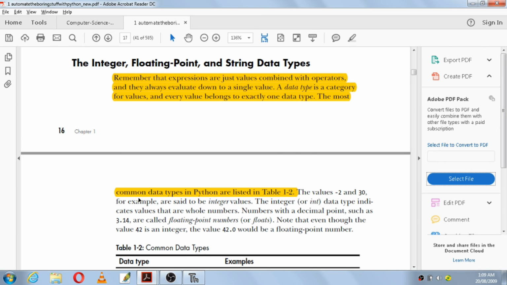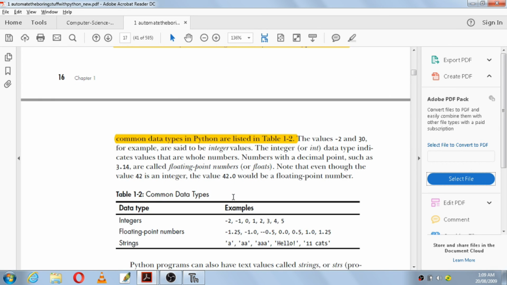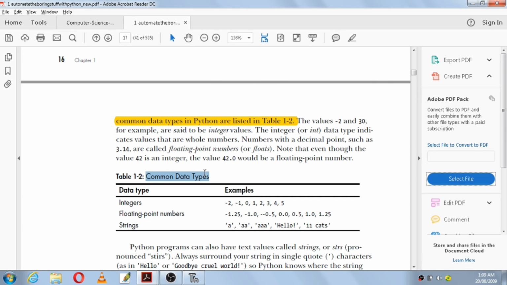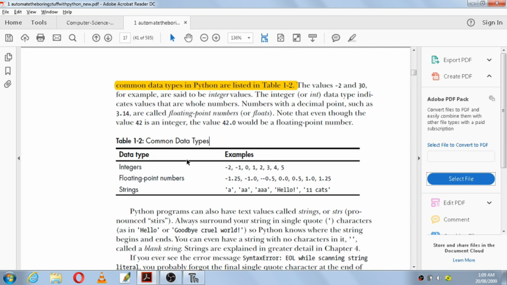The most common data types in Python are listed in this table. The first common data type is integers. Integers are whole numbers, and they will not have any decimal part. You can use positive numbers, zero, as well as negative numbers as integers. The second common data type is floating point numbers, where you have numbers with a decimal point, and here also you can have negative values as well as positive values.